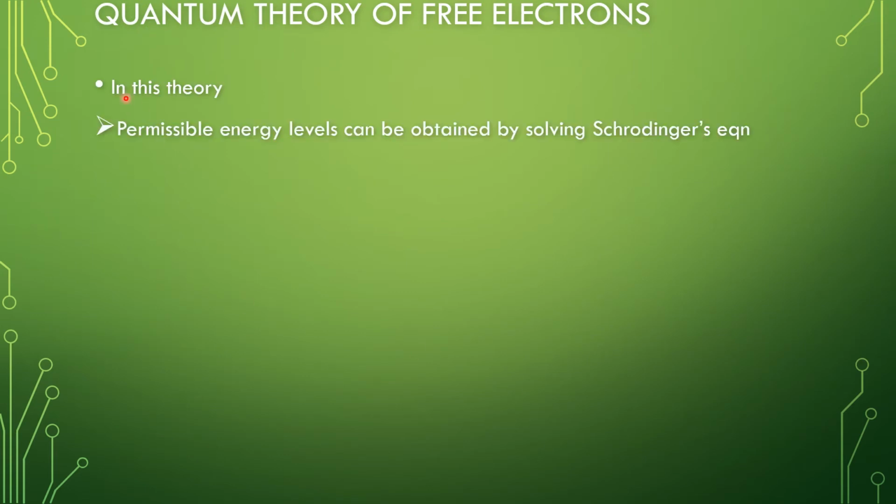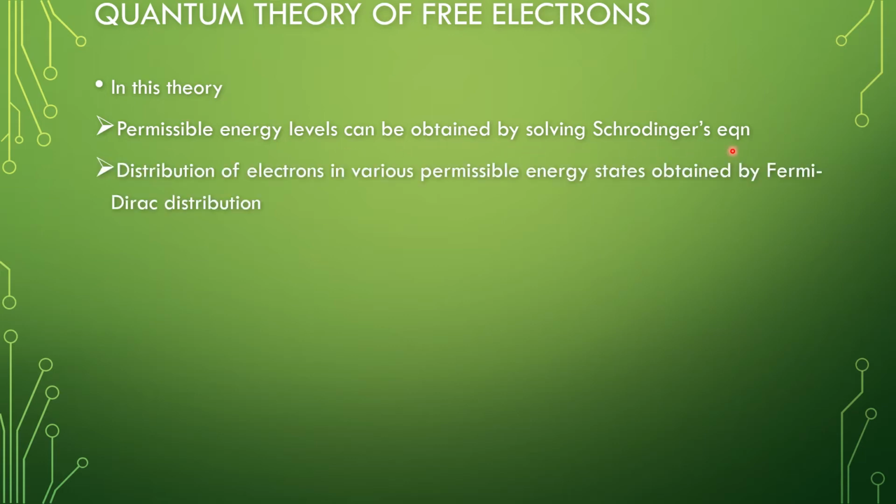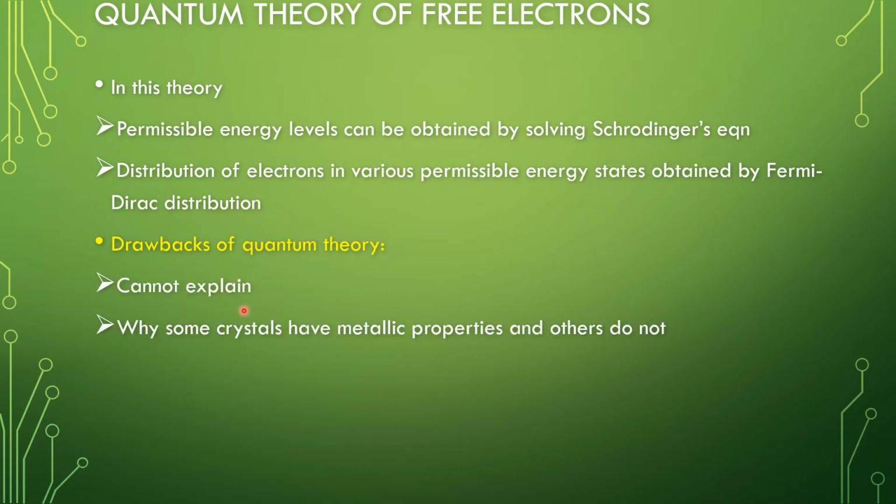In this theory, permissible energy levels can be obtained by solving the Schrodinger equation. Distribution of the electrons in various permissible energy states can be obtained by the Fermi-Dirac distribution. Quantum theory also has drawbacks. It cannot explain why some crystals have metallic properties and others do not.